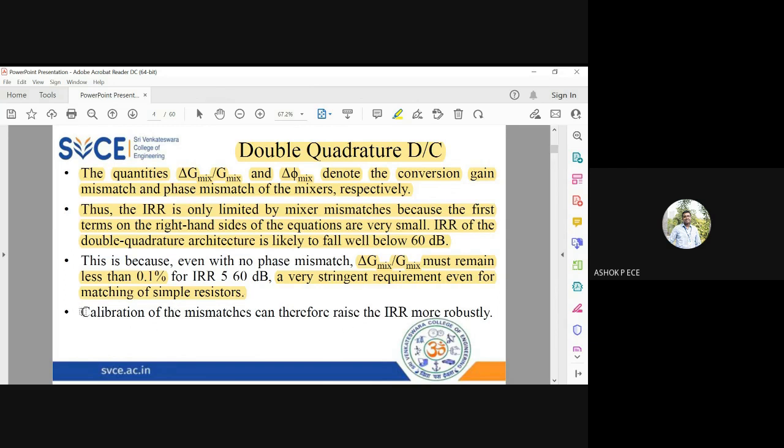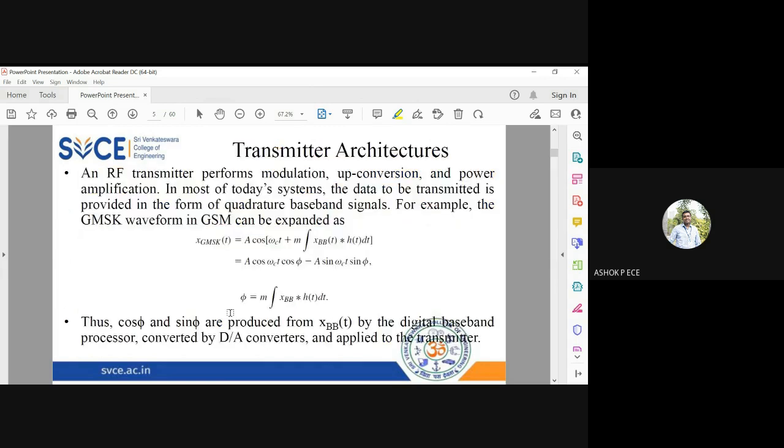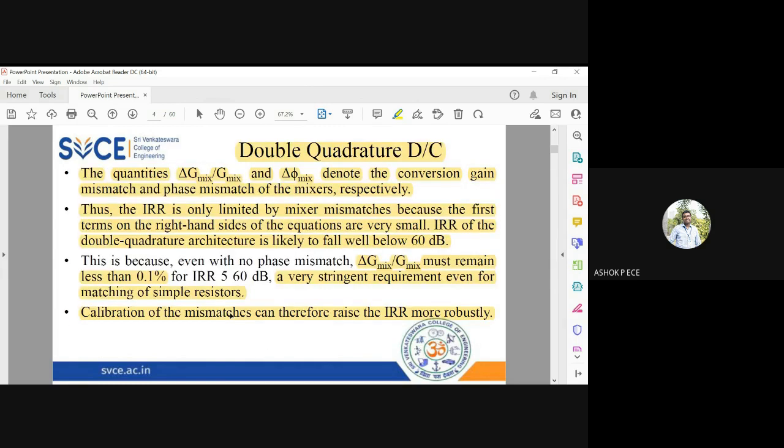That's why we have seen that when you work at high IRR, you have to calibrate your Hartley and Weaver architectures. That's what we have seen. They will conventionally work for low IRR only, but if your circuit demands a very high image rejection ratio, then you have to calibrate your system to overcome all these errors. So this is all about receivers.